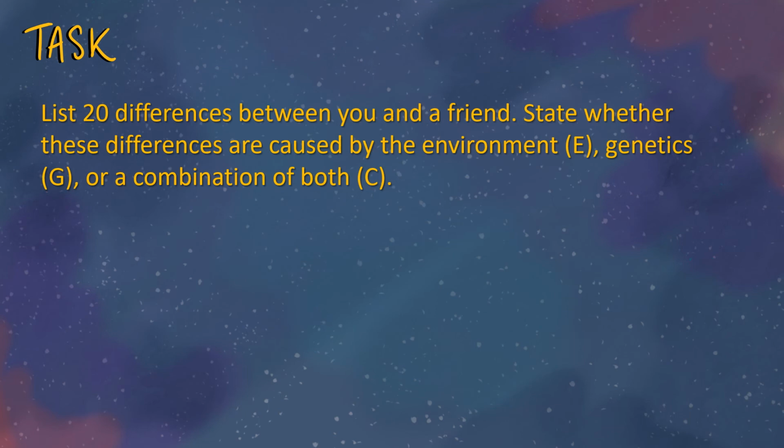So I want you to list 20 differences between you and a friend, and I want you to state whether these differences are caused by the environment, genetics, or a combination of both. So it's just getting you practicing thinking about what is environmental, what's genetics, and what's the combination, because these sorts of questions can come up in the tests. So if you pause the video here and do that, I will carry on in 5 seconds.